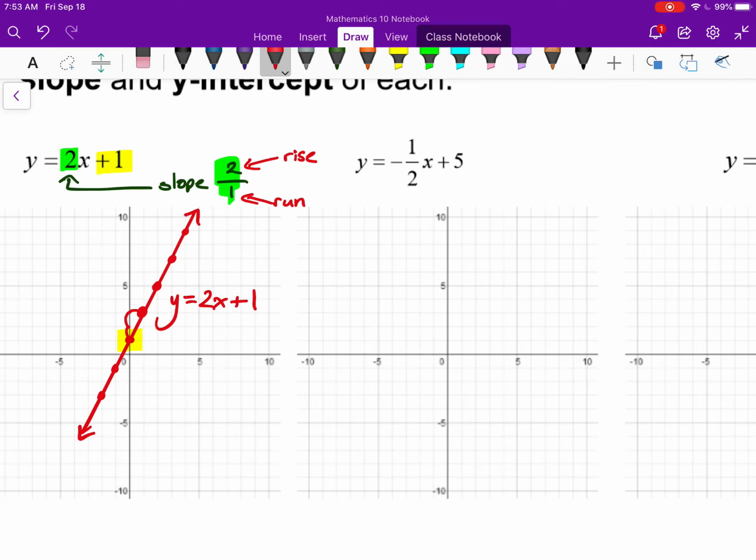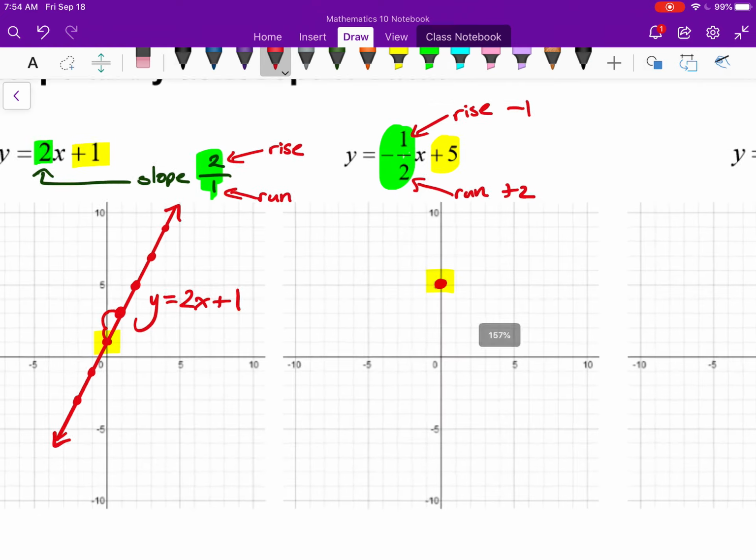That's it. My slope is -1/2, so my slope is going down. My line's going to be going down. My y-intercept is +5. I'm going to plot that first. +5 is right there. The slope is going down. It's going down 1 over 2. So the rise is -1. The run is +2.